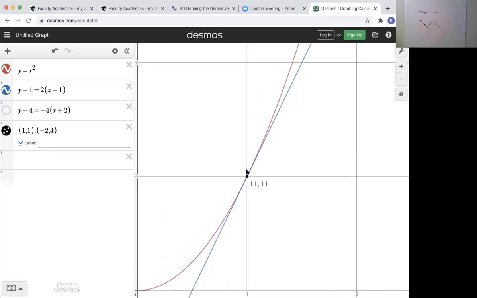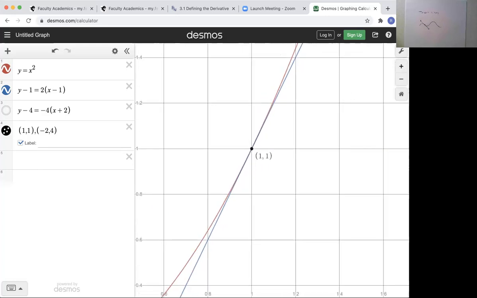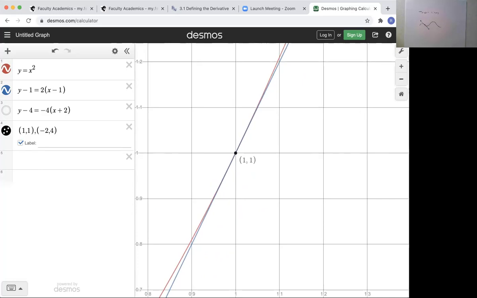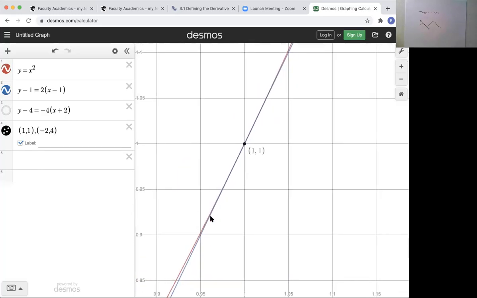A slope certainly is a rate of change. Again, notice we keep zooming in. We keep zooming in. And at some point, it's very difficult to tell the difference between the blue tangent line and the red original parabola.